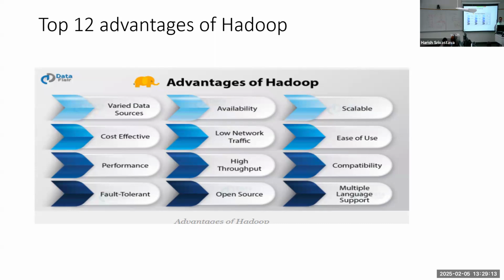Advantages of Hadoop. Do I need to read it? Varied data sources, availability, scalable, cost effective, low traffic, ease of use, performance, high throughput, compatibility, fault tolerant, open source, multi-language support. Any questions on this? High throughput, because of parallel processing. High throughput means the amount of data transfer per unit of time. If you have multiple processes running in parallel, you have more data processing happening per unit of time, so you will have high throughput.